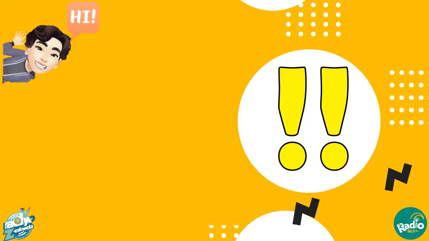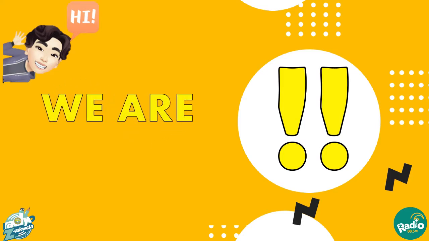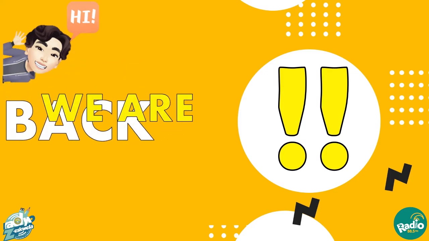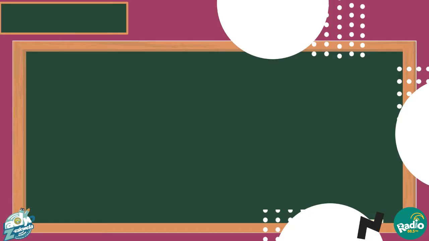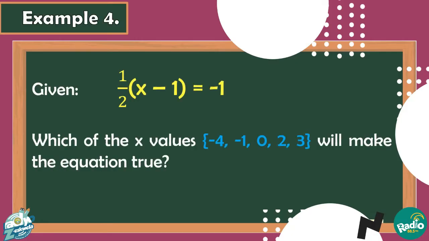And we are back, students. Let us check your answer. The given is 1/2 times the quantity x minus 1 is equal to negative 1. Which of the x values? Negative 4, negative 1, 0, 2, and 3 will make the equation true.